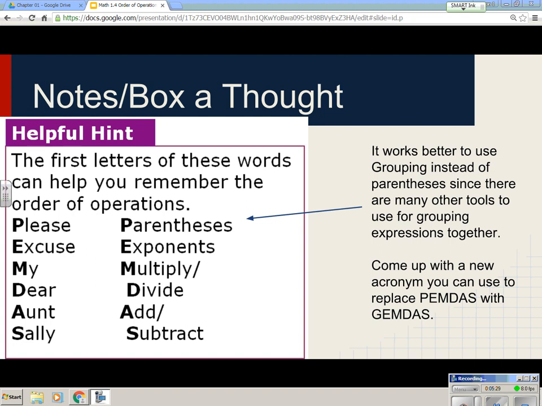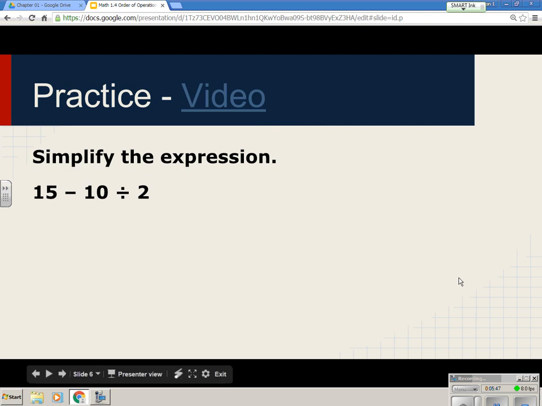All right, if you need a cleaner example, I whipped this together real quick so you could look at it. Please excuse my dear Aunt Sally, but I also said over here that I use GEMDAS for grouping. You don't have to write this down if you wrote down the other page. This just might be easier to read. Okay. So, how do we simplify these things? Well, let's get into practice number 1.